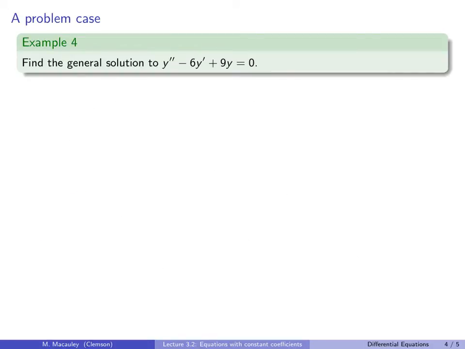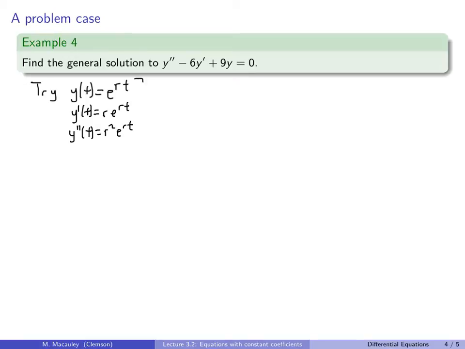Okay, let's do another example. Find the general solution to this equation. So let's do what we did before. Try y of t is e to the rt. So guess there's a solution of this form, and we want to plug this thing back in and solve. So y prime of t is r e to the rt. y double prime of t equals r squared e to the rt.